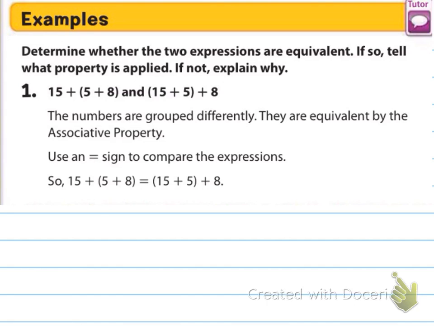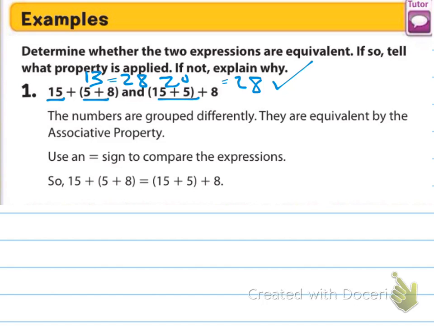Alright, so example number 1 on the next page says determine whether the two expressions are equivalent. If so, tell what property is applied. If not, explain why. So we've got 15 plus, in parentheses, 5 plus 8, and then 15 plus 5 in parentheses plus 8. If we do this, we've got 13 plus 15, which will equal 28. And this one will get 20. 20 plus 8 will be 28. So, in fact, they're both the same.